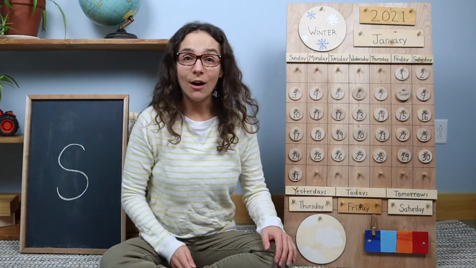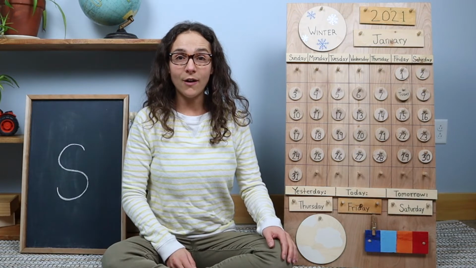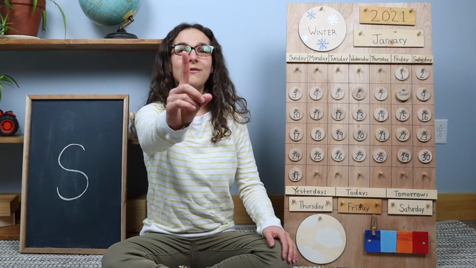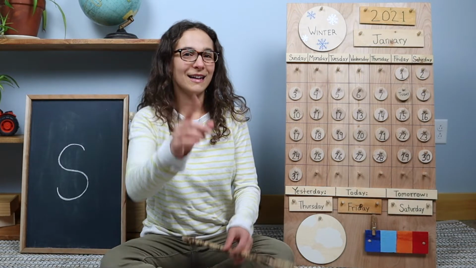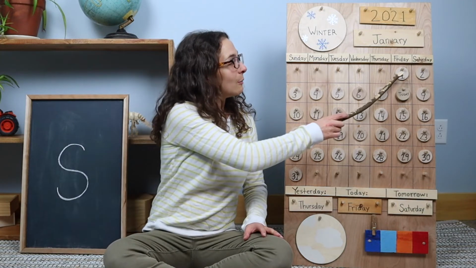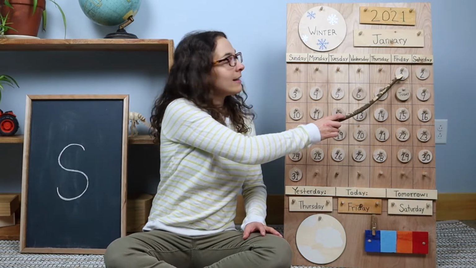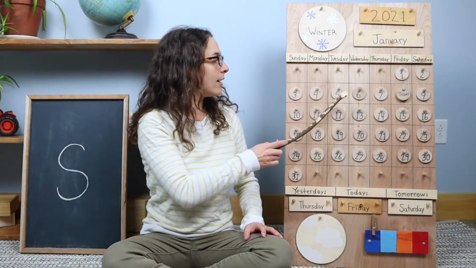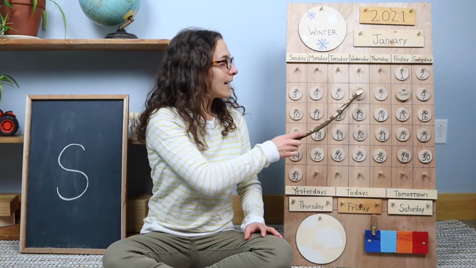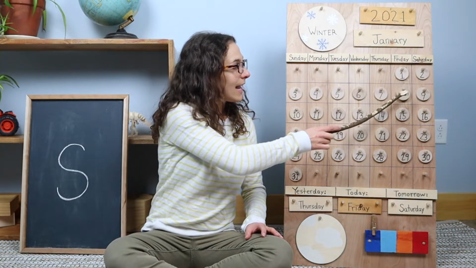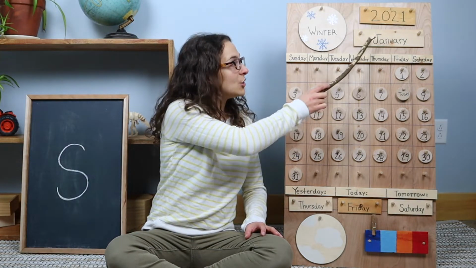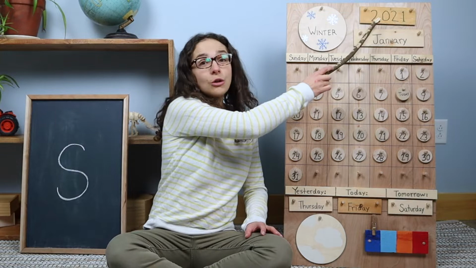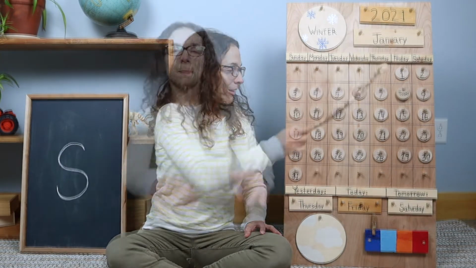Are you ready to count all the days that we've had in the month so far? Let me see those counting fingers. All right, here we go. We start up here at number 1, 2, 3, 4, 5, 6, 7, 8. Today is January 8th, 2021.